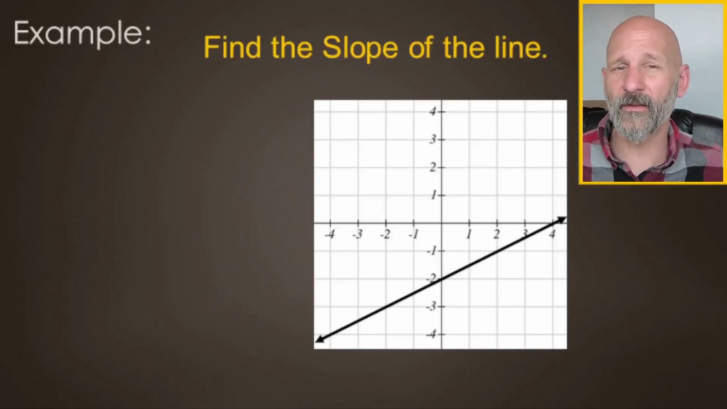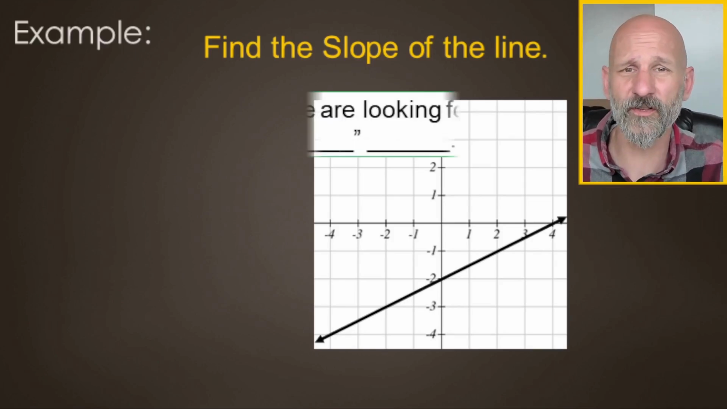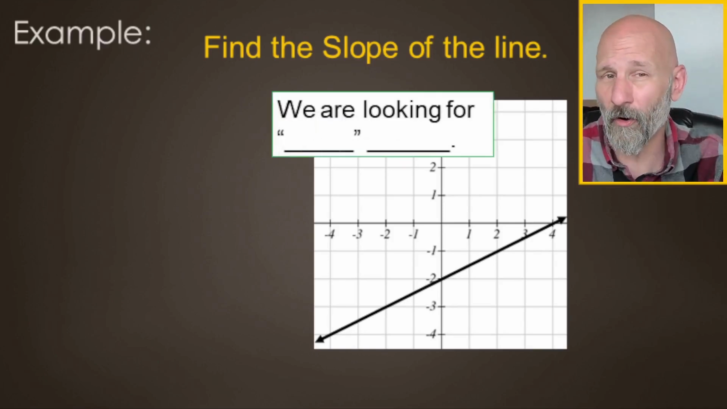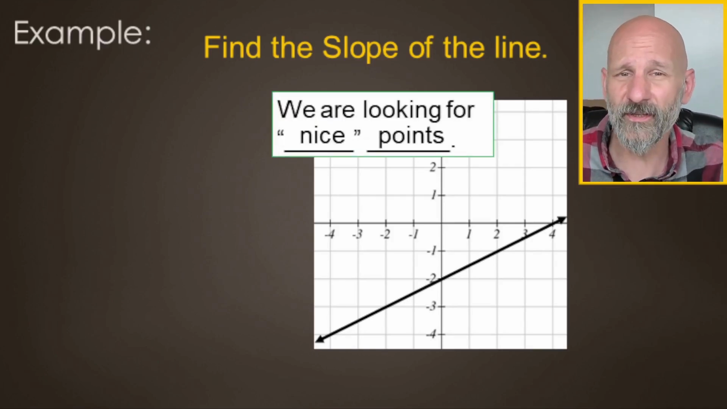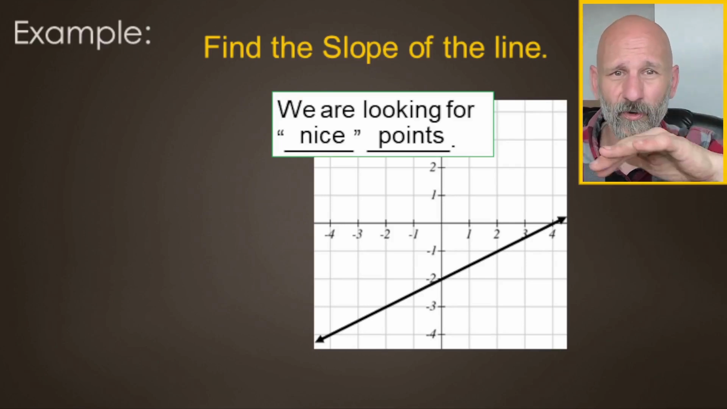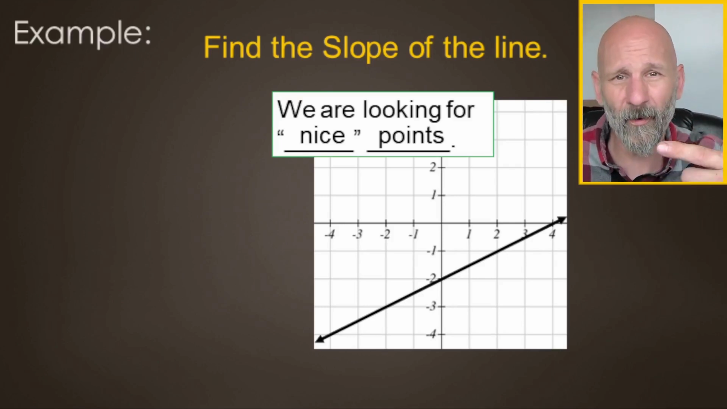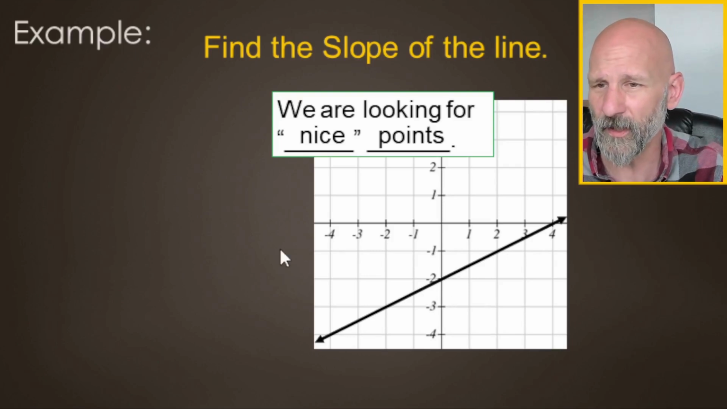So when we go to find the slope of just a generic line on a graph, we do want to start out by finding what I call nice points. These are points that have a vertical line through them and a horizontal line through them from the grid. Okay, so if we look here, this point here would be the first nice point. I know it's exactly -4 on the x, and it's also exactly -4 on the y.